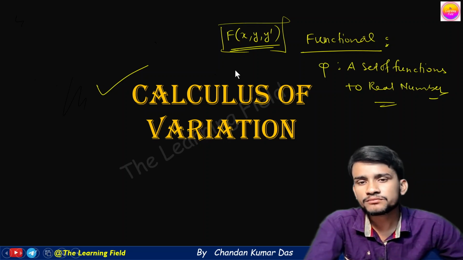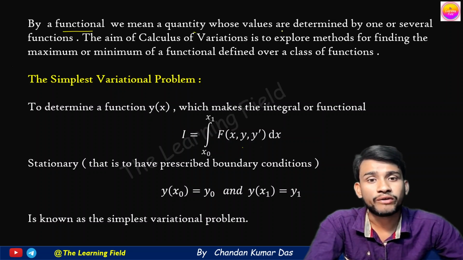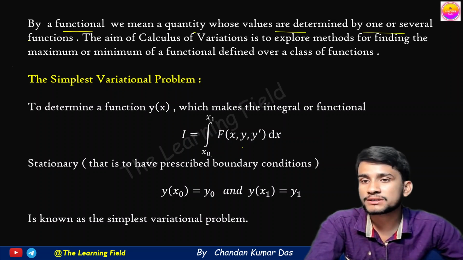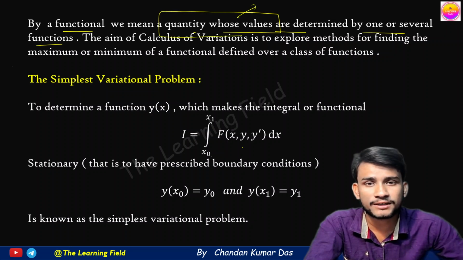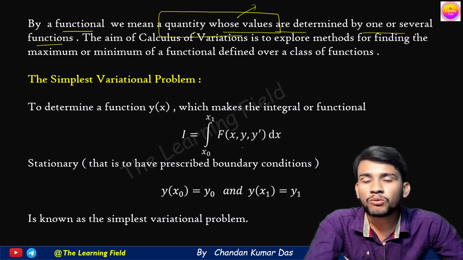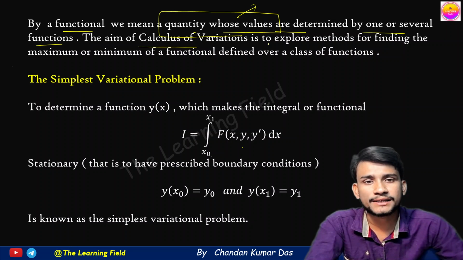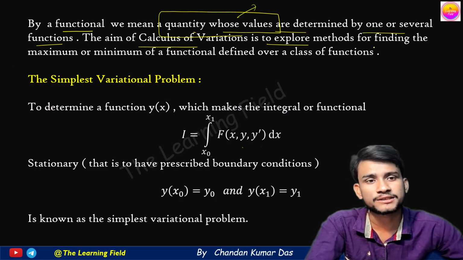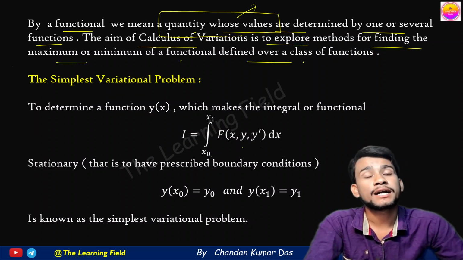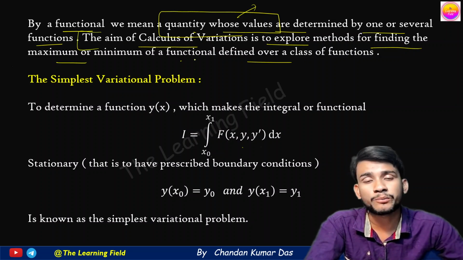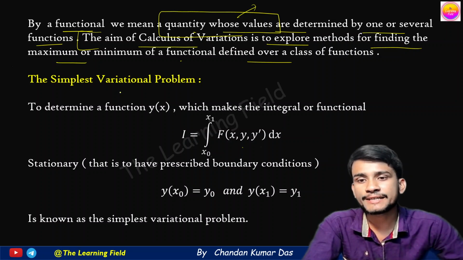By a functional we mean a quantity whose values, which are clearly real numbers, are to be determined by one or several functions. This is known as the functional. The aim of calculus of variation is to explore different types of methods for finding the maximum or minimum of the functional defined over the class of functions. This is the motto of calculus of variation, or the aim of reading the calculus of variation part.